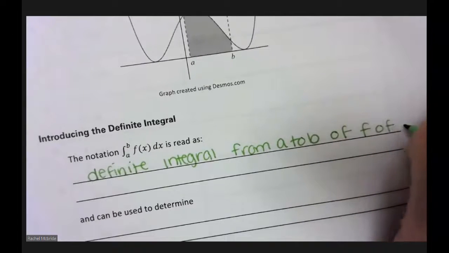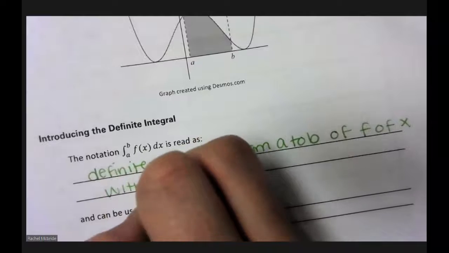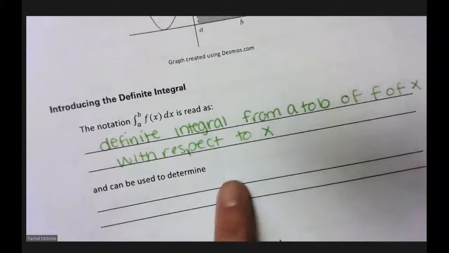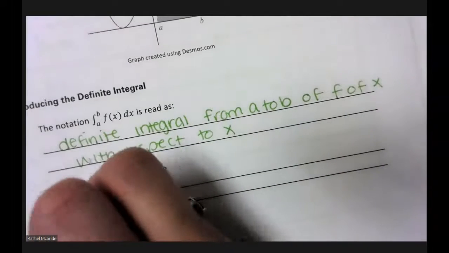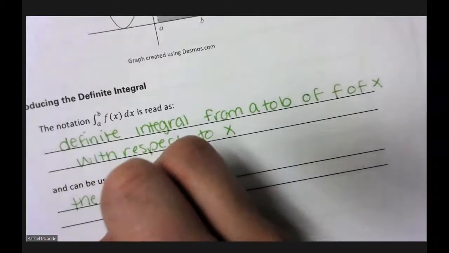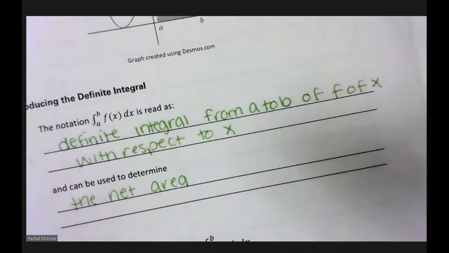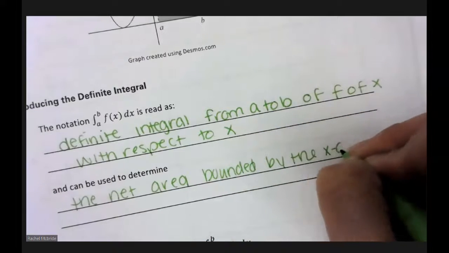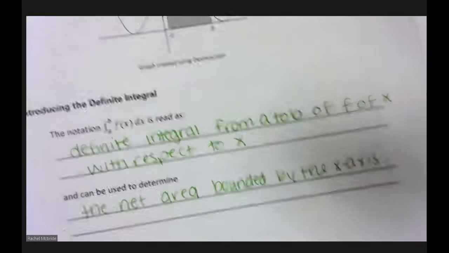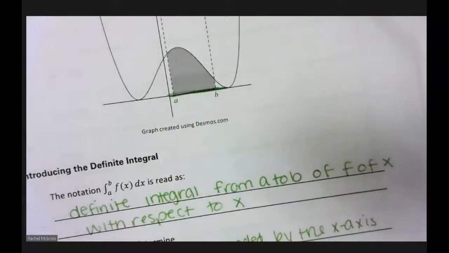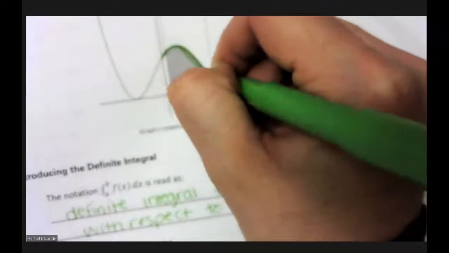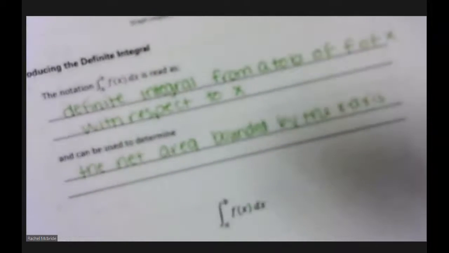So this is a definite integral, and we read it as from a to b of f of x with respect to x. And what that means is we are using that integral to find what we call the net area bounded by the x-axis and the curve between vertical lines a and b. So it's the net area bounded by the x-axis and the curve.